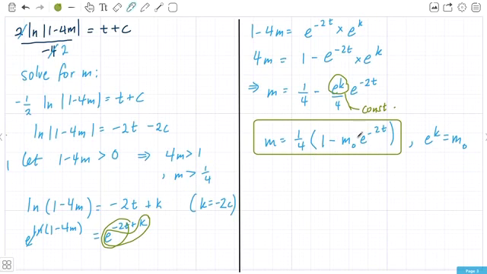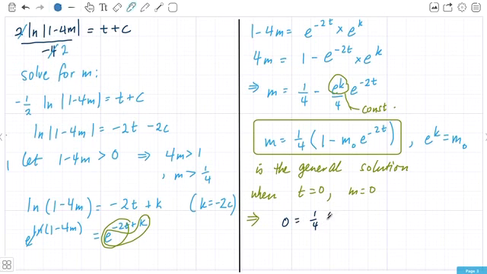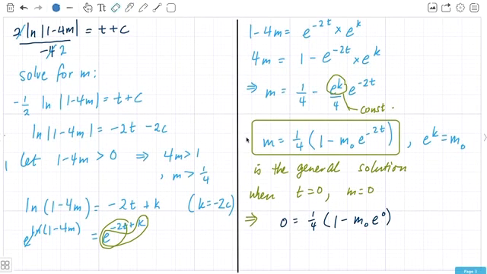So let's do that to just finish this off, make this a bit more complete. So this is the general solution. We know that when t equals 0, m equals 0, so we end up with 0 equals a quarter, 1 minus m naught e to the 0. Now we can find m naught. So cancel that out because of the 0 there, so we then have 1 equals m naught. So that's nice and tidy.